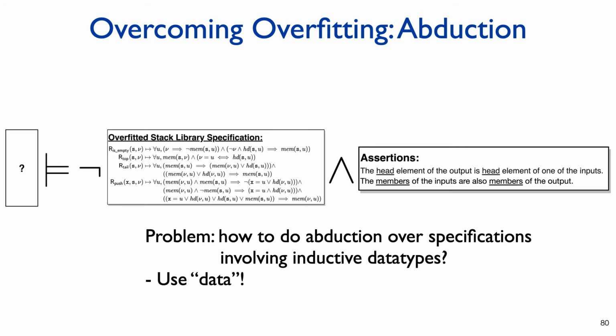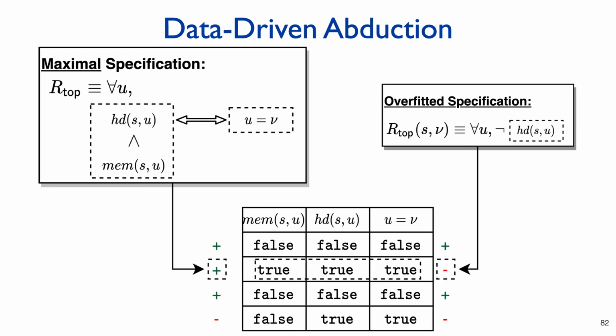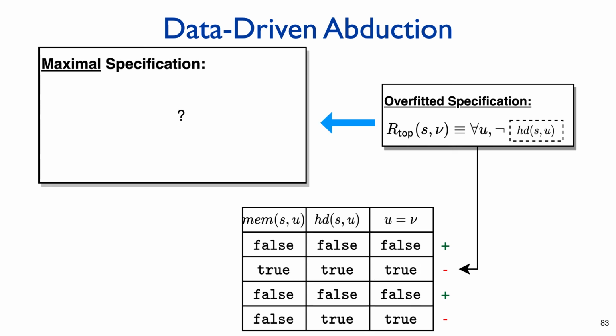Okay, our solution is to use data again. So what is this abduction additional part? It is exactly the feature vector we were missing during the sampling: the feature vector true, true, true. The maximum specification labels it as positive, but the overfitted specification labels it as negative. If we can find this feature vector, we can use it to refine the overfitted specification to the maximum one. So how do we find it?